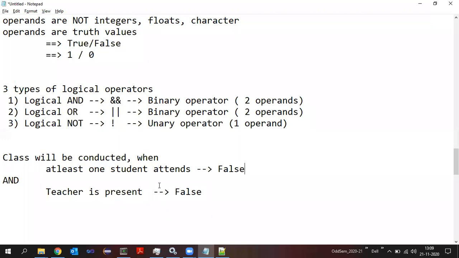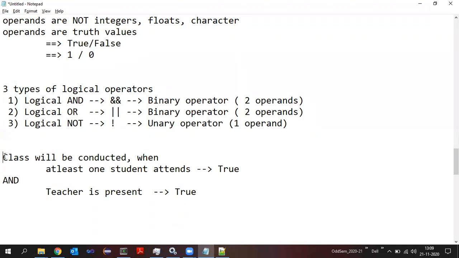So the focusing point here is the word 'and' that I am using. The result here is that the class will be conducted when both of its operands are true. If both are true, then only the class will be conducted, right? And the operation I am performing is AND.